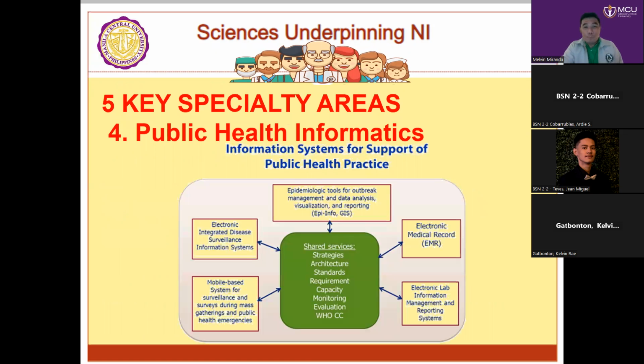promotion of health. Now, on public health informatics, these are samples that have been identified for shared services. For example, epidemiologic tools or outbreak reports that can be accessed by city health offices. Electronic medical records in our health centers: each patient has their own patient code, so once the code is typed in, it can already identify specifically the basic information of the patient.